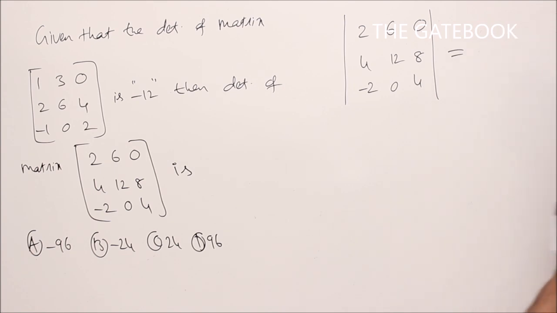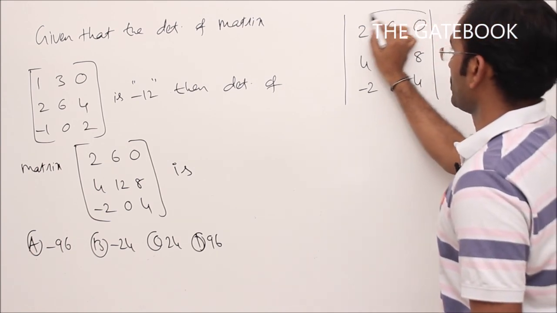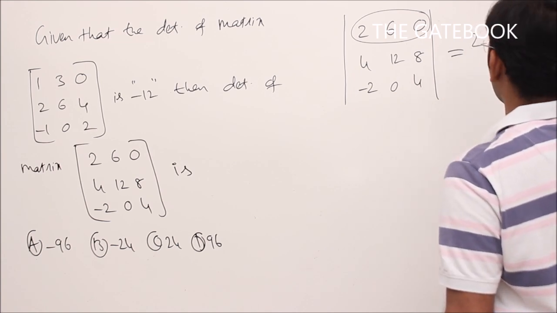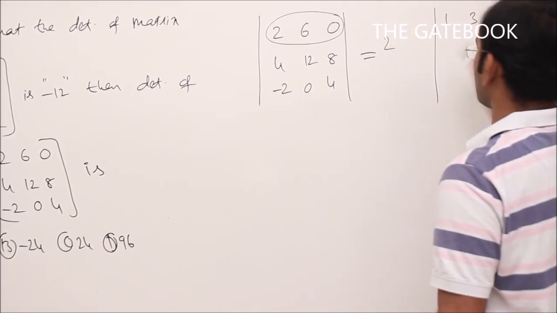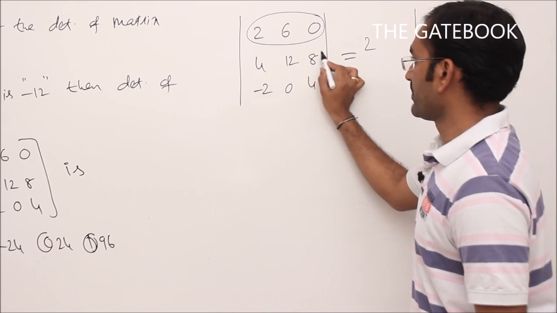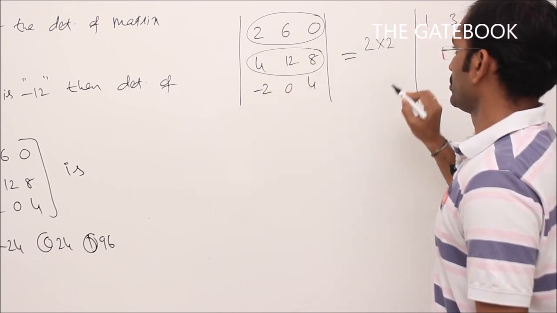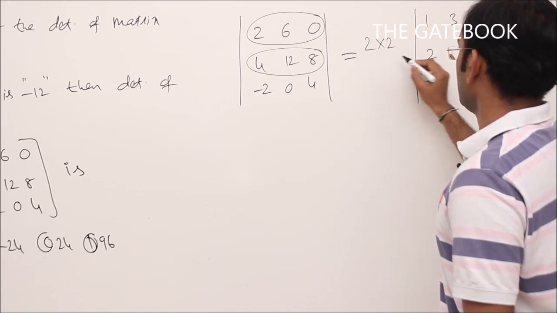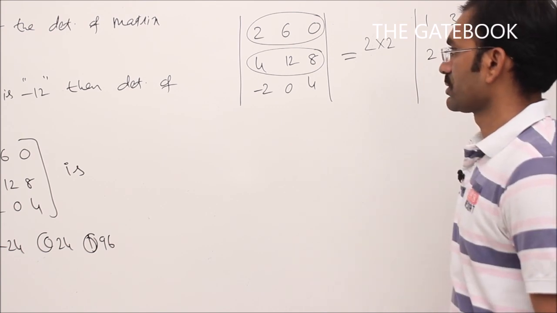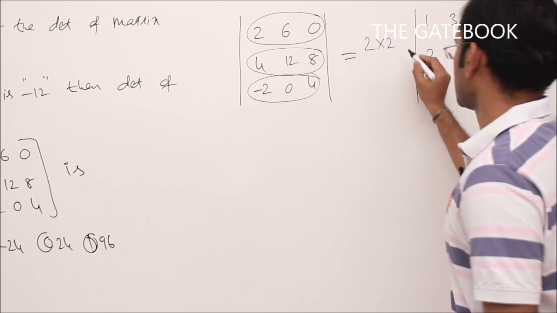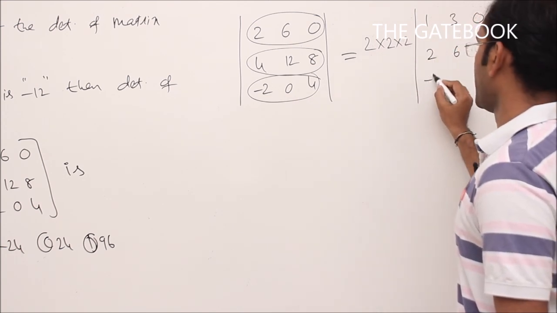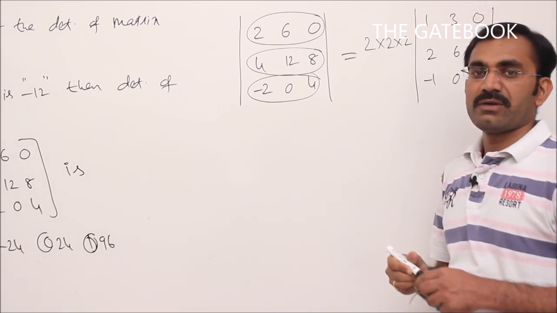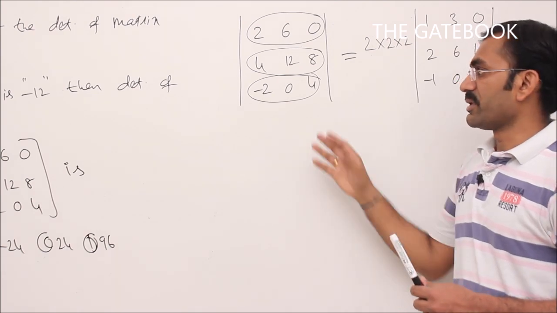Using properties of determinants, I can take 2 common from the first row elements. I can write here 1 3 0. Again taking 2 common from the second row elements, take 2 outside. We will get 2 6 4. Again taking 2 common from the third row elements, we will get 2 again. We get -1 0 2. Using properties of determinants, we can take a common factor from elements of any row or any column from a given determinant.